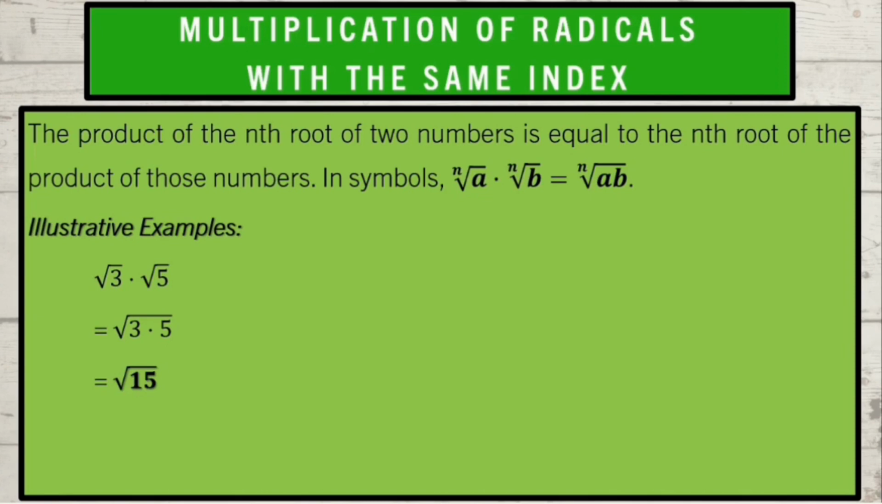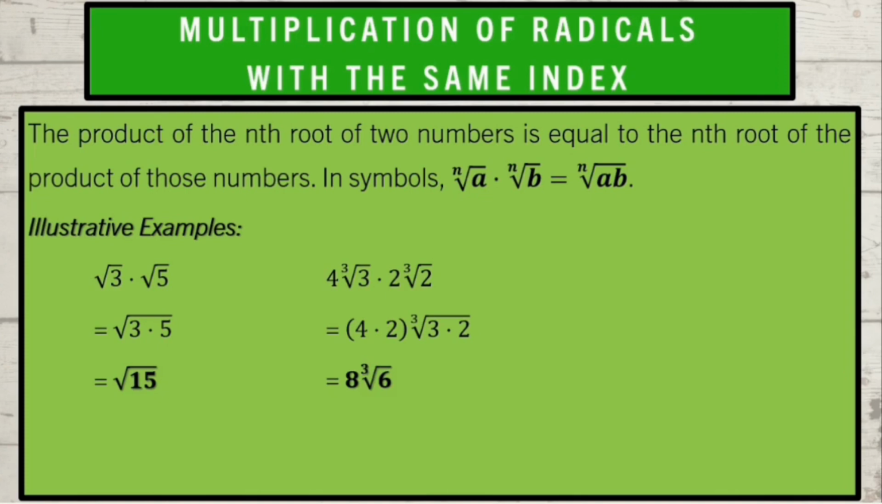Let's have another example. We have 4 cube root of 3 multiplied by 2 cube root of 2. Since we have the same index, we will multiply the radicals, and the two coefficients will also multiply. So we will have 4 multiplied by 2 cube root of 3 times 2. Then perform the operation. We will have 8 cube root of 6, which is also our final answer.